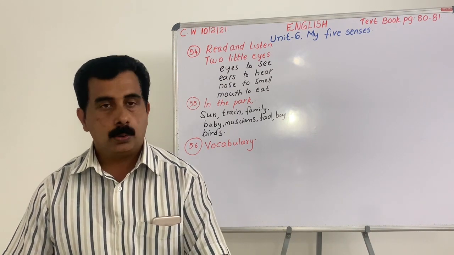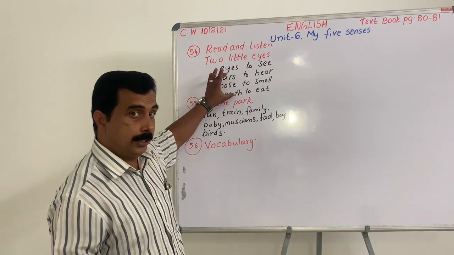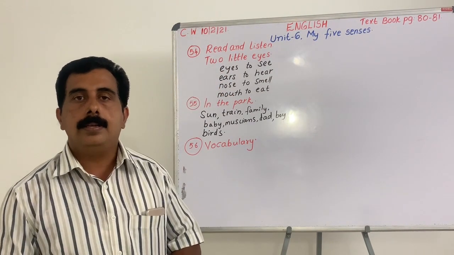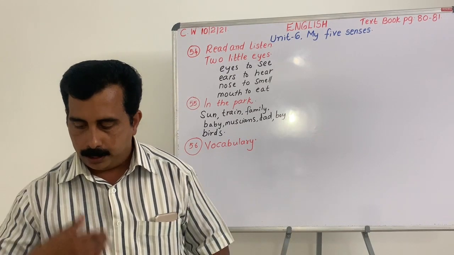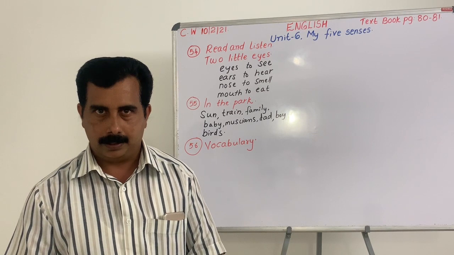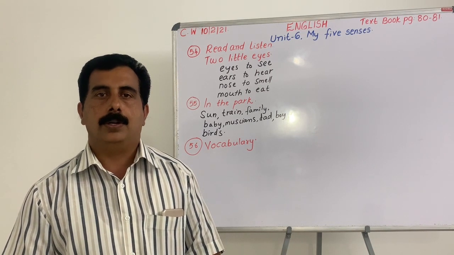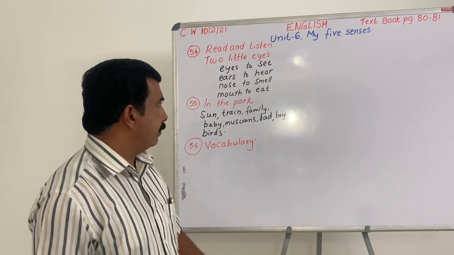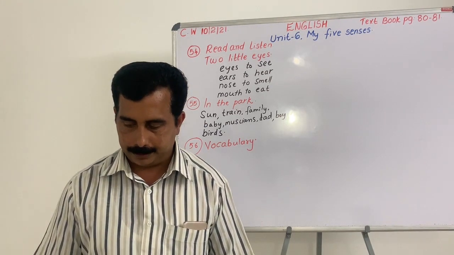So, here, two little eyes. I told you it's a paragraph, it's a poem. Two little eyes, one sense is not there. So find out which of the five senses is not in it. Ready? Listen and enjoy. Okay. CD track 56. Vocabulary. Track 56.